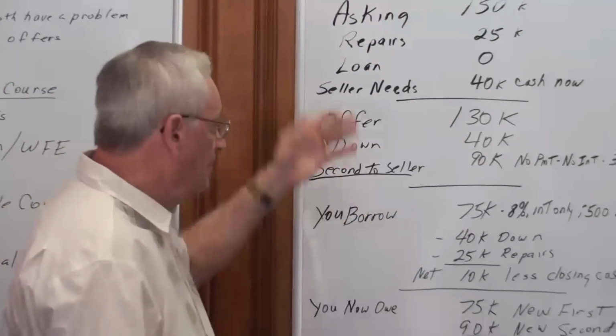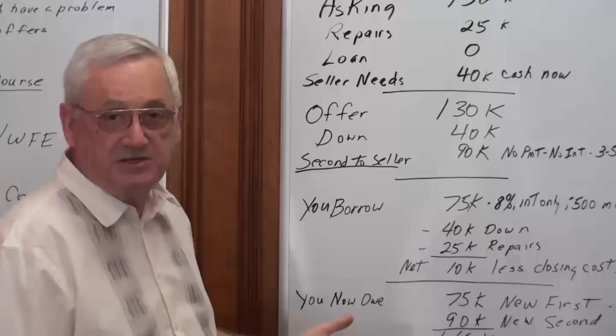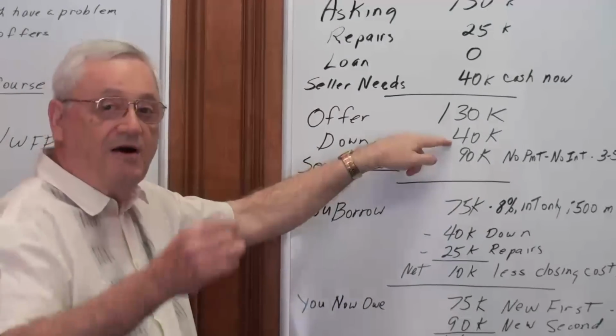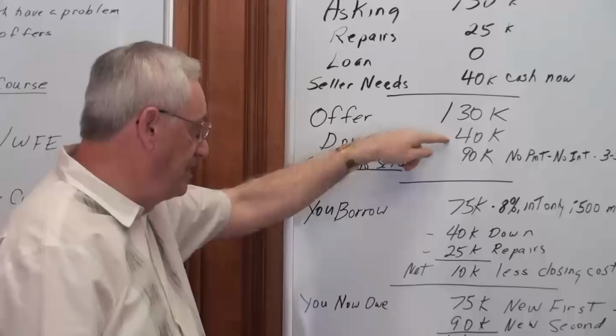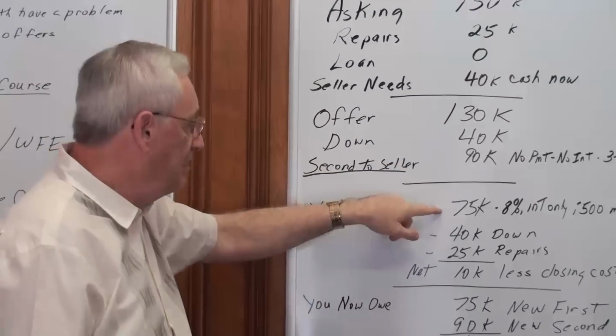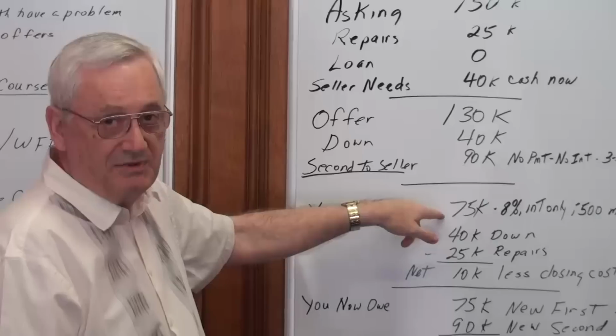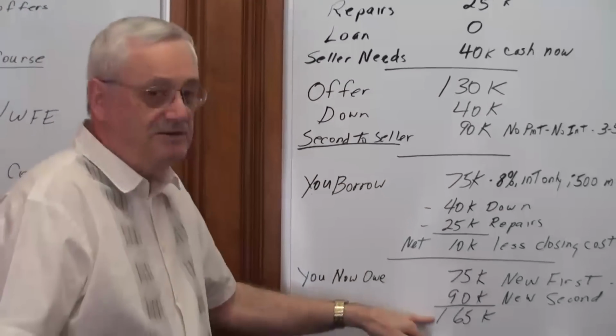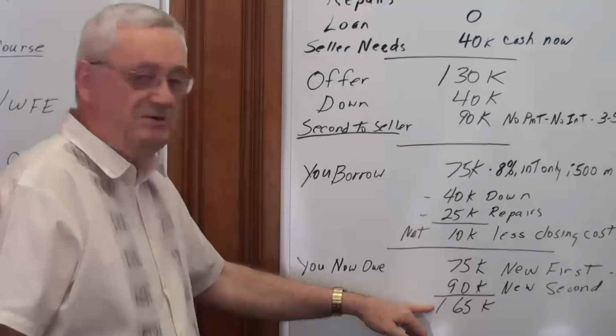On the other hand, what if this seller owed $30,000 on a first and only needed $10,000 in cash? Well, then I'd be okay. I'd pay off the first and give the seller their $10,000 with the $75,000 loan. And I'm sure you figured out by now that I actually could borrow a little bit more than $75,000, but you better be careful. I really wouldn't want this house financed for more than that if it's worth $200,000.